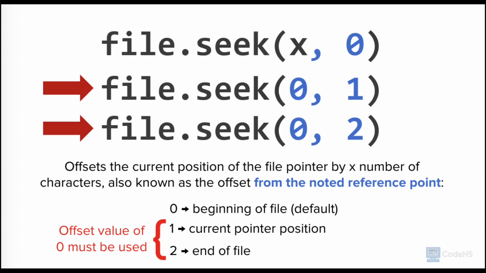It is very important to note that if we use a value of 1 or 2 for the reference location, an offset value of 0 must be used. We will not go into why this is the case in this course, but just know that if a value other than 0 is used for the offset when the reference point is 1 or 2, an error will occur.